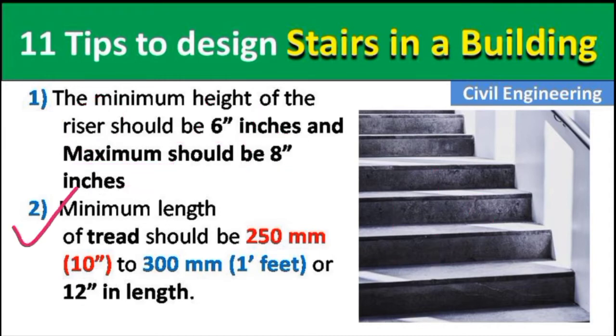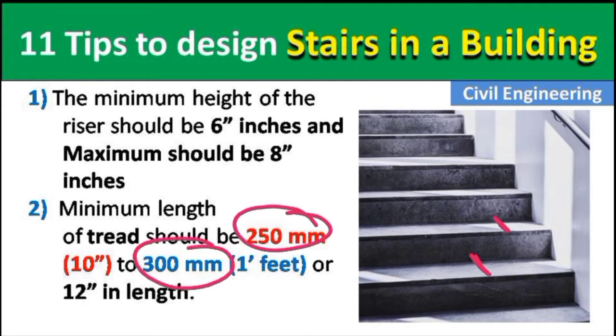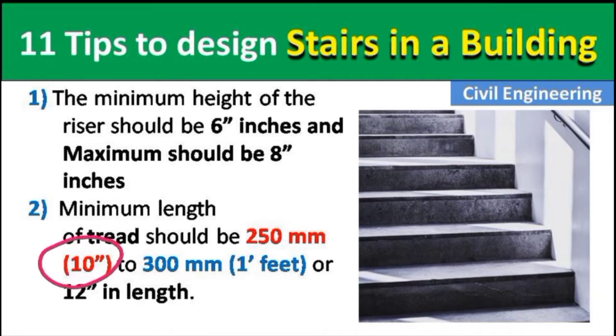Okay, the second point is the minimum length of tread should be 250 mm to 300 mm. Okay, but what is tread? It is the horizontal distance of the steps. Okay, we put steps on this tread. So its width, its length should be how much? 250 mm to 300 mm. Okay, so in inch, it will be 10 inch to 12 inch.